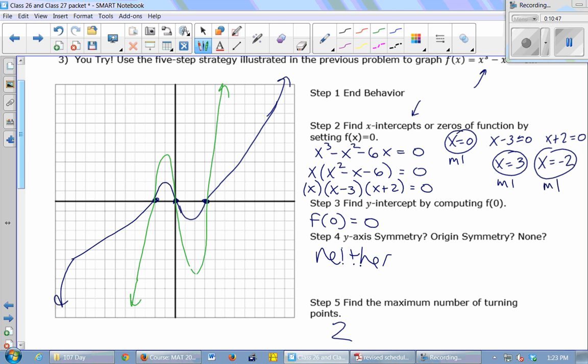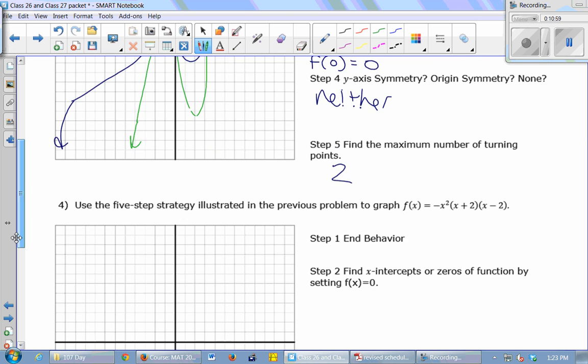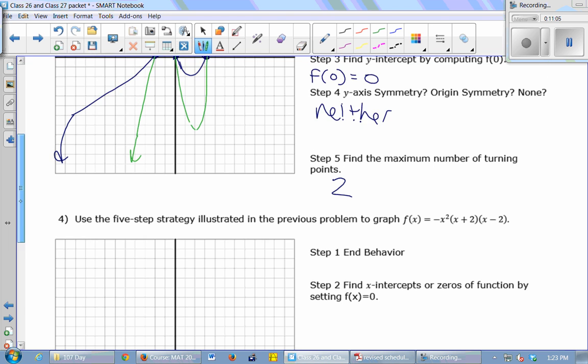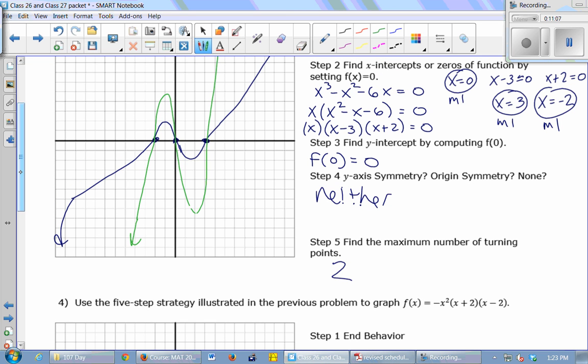We can figure out where the zeros are, we can figure out where it turns around, and we can figure out its end behavior. All right, how many turning points in both this purple and the green graph that I drew? 2, and that's good because that's the most that we can have. Is the number of turning points always less than the degree? The most it can be is 1 less than, but it could be less than that.